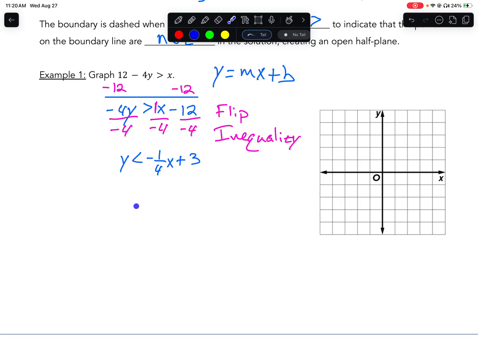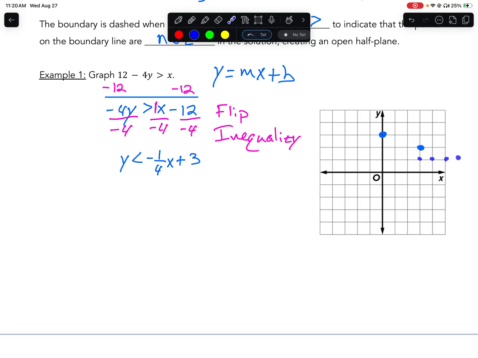So if we think about the rise over run of this slope, it's going to go down 1 and to the right 4. And we always start with the b. So we're going to start at positive 3 on the y-axis, make a point, and then I'm going to go down 1, right 4.